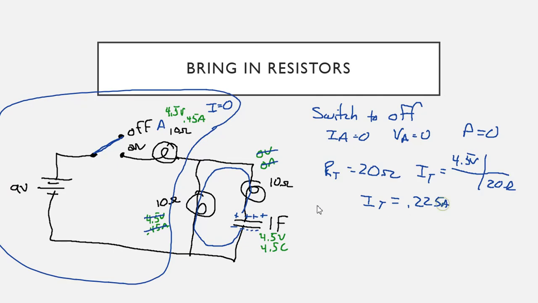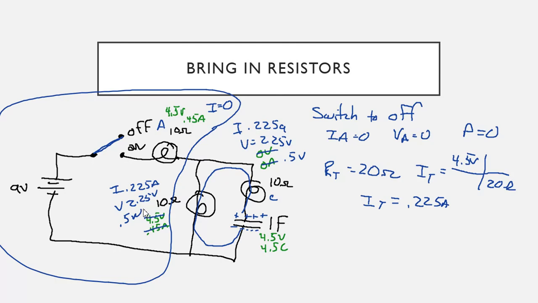0.225 amps. So now light bulb C gets 0.225 amps is our current. Our voltage is going to be 2.25 volts because of Ohm's law. This one's going to be the same. It's going to be 0.225 amps. It's going to be 2.25 volts. That's the current. That's the voltage. And then if I multiply them together times 2.25, they are both going to be 0.5 watts. And this one's going to be 0.5 watts.